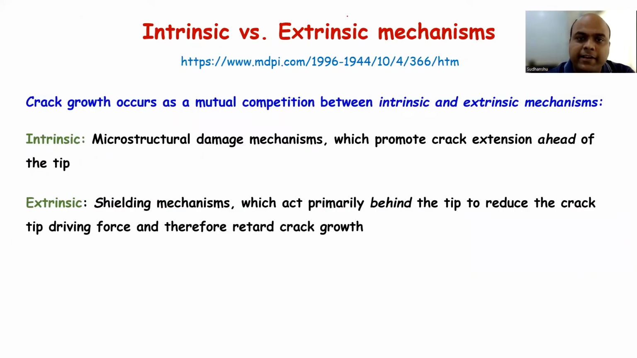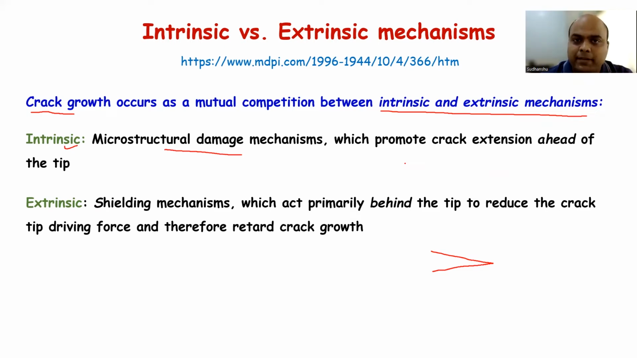Okay, so intrinsic and extrinsic mechanisms. I have written something here. It says crack growth occurs as a mutual competition between intrinsic and extrinsic mechanisms. So there are two mechanisms acting. If you have a crack, there could be an intrinsic mechanism and an extrinsic mechanism. What is an intrinsic mechanism? It's a microstructural damage mechanism which promotes crack extension ahead of the crack tip.